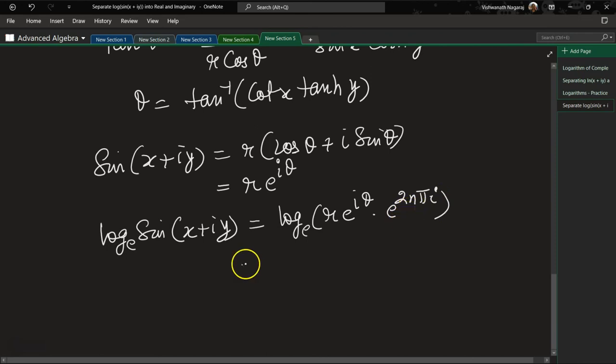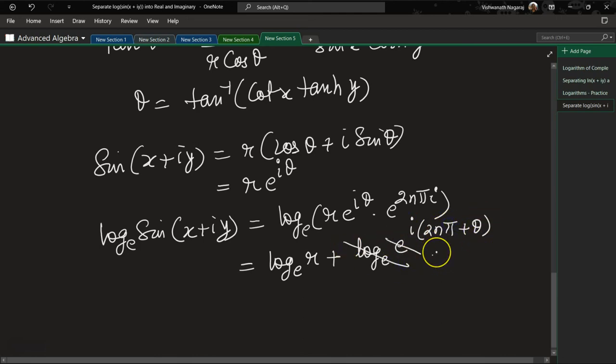This is nothing but 1, which means this can be written as log to the base e of r plus log to the base e of e to the power of what? We can add these two. What do we get? Since it is multiplication, here it will get added. So e to the power of i is common, 2n pi plus theta. Now log and exponentiation are inverses of each other, they cancel out. So we are left with log e r plus i times 2n pi plus theta.